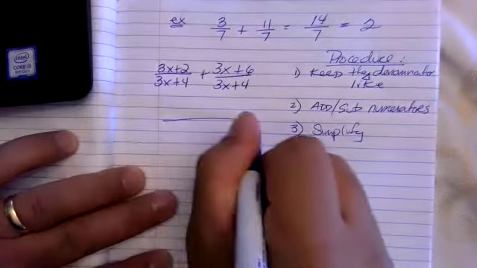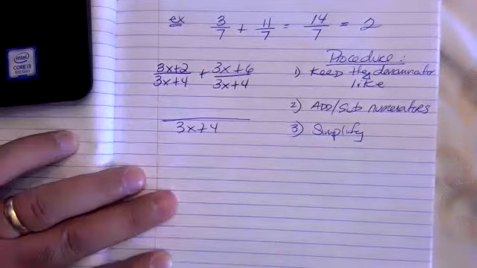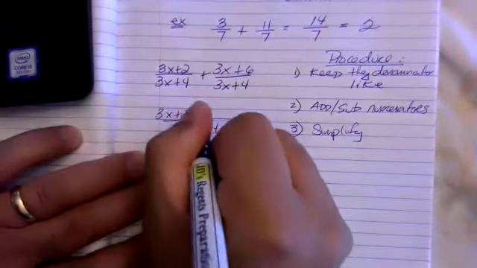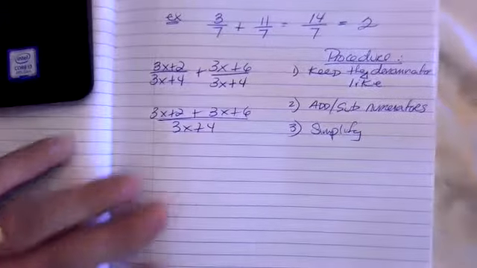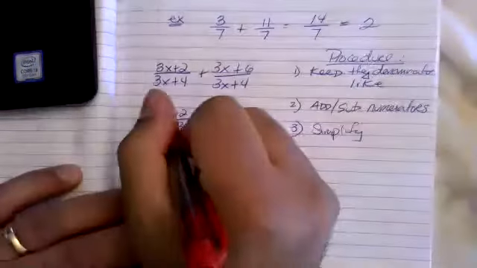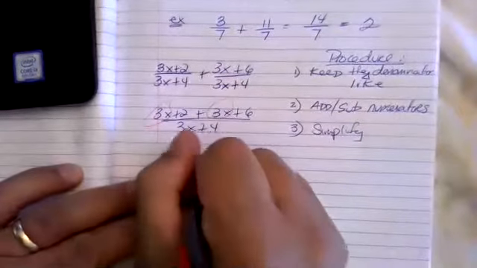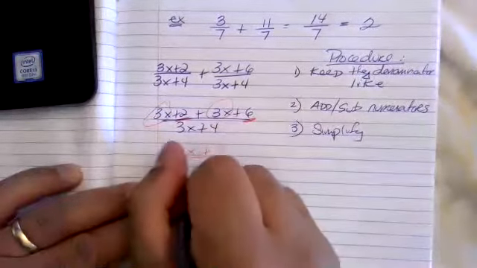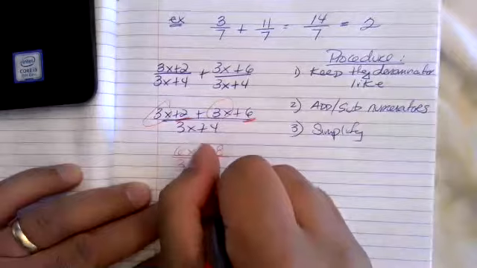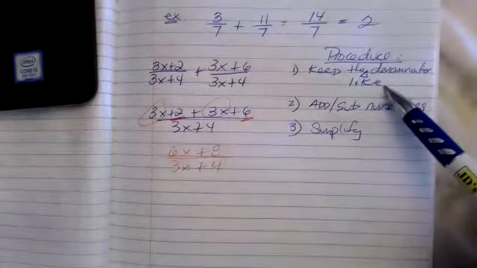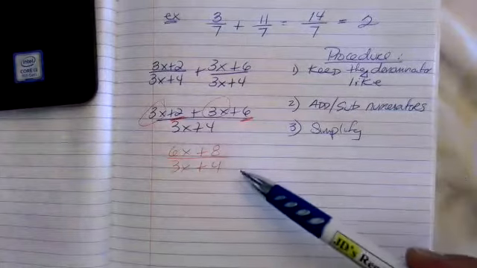So I'm going to keep my denominator, which is 3x plus 4, and I want to add my numerators. Let's write it as a single fraction. This is 3x plus 2 plus 3x plus 6. Our like terms are 3x and 3x, so I'm going to have 6x, and a positive 2 and a positive 6 gives me positive 8. So my numerator is 6x plus 8. My denominator is 3x plus 4. I kept the like denominator, I added the numerators, and now I have to simplify this.